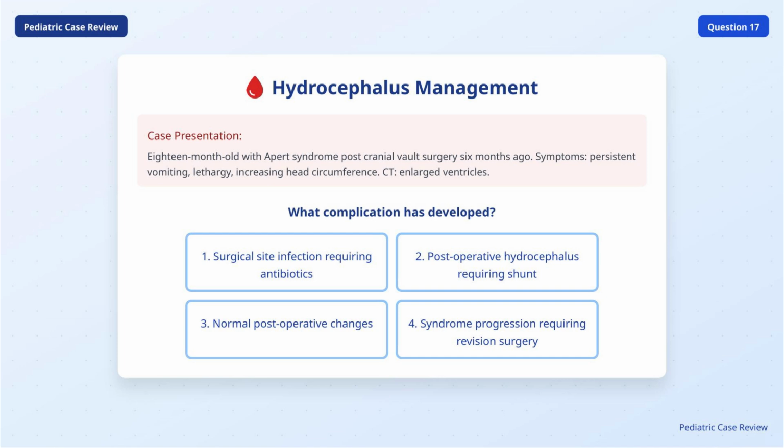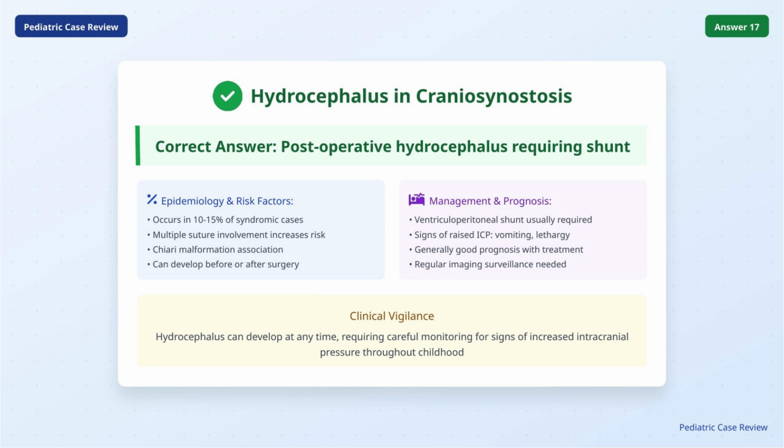Option 1. Surgical site infection requiring antibiotics. Option 2. Post-operative hydrocephalus requiring shunt. Option 3. Normal post-operative changes. Option 4. Syndrome progression requiring revision surgery. The correct answer is post-operative hydrocephalus requiring shunt placement.